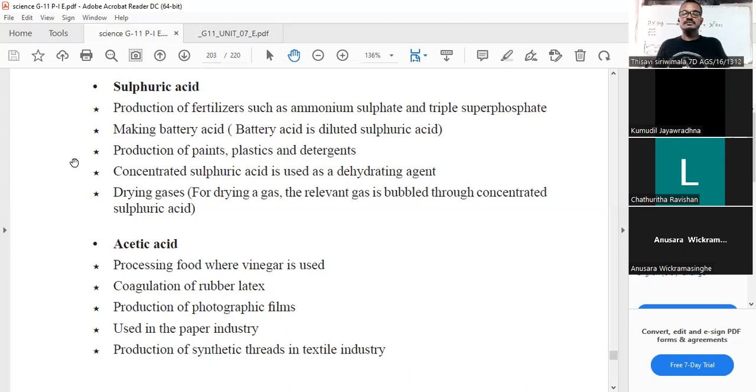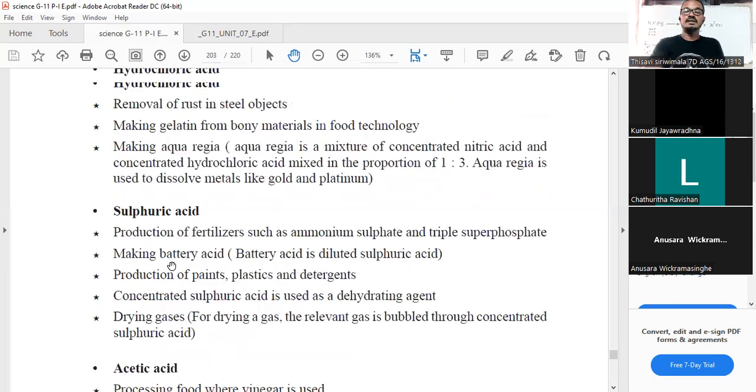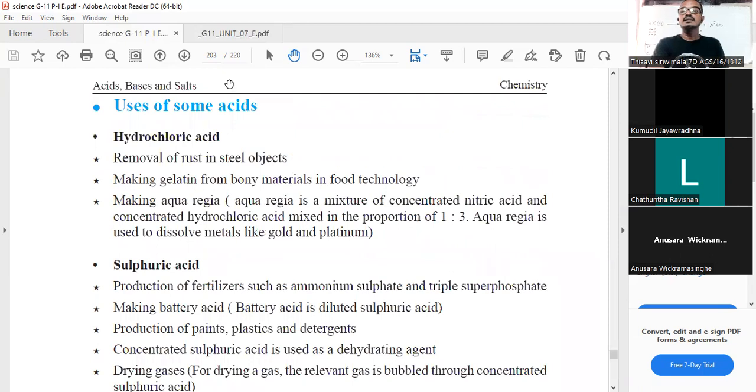Then production of photographic films. In the old days, cameras that took a reel used photographic film. Used in the paper industry, production of synthetic threads in the textile industry. Meanwhile, you can start writing these details briefly from here. Okay, you can start now.